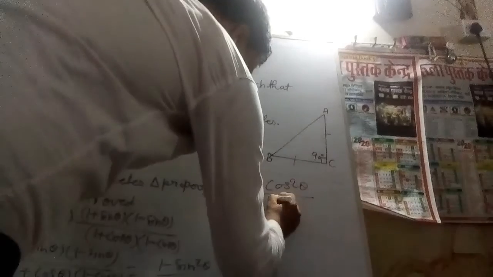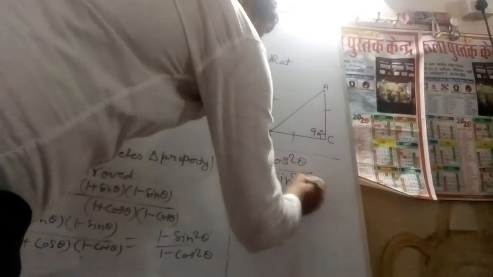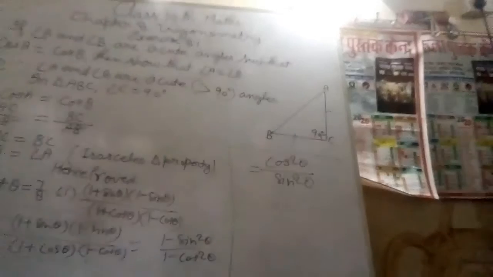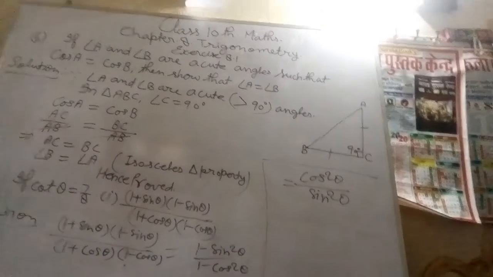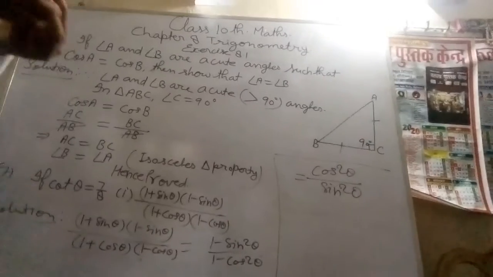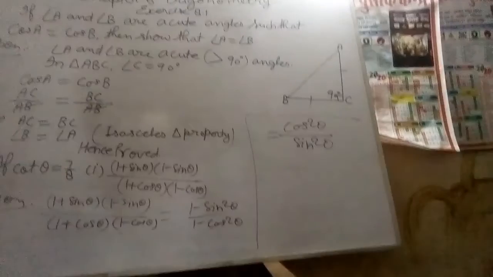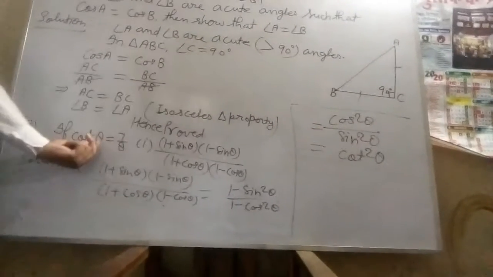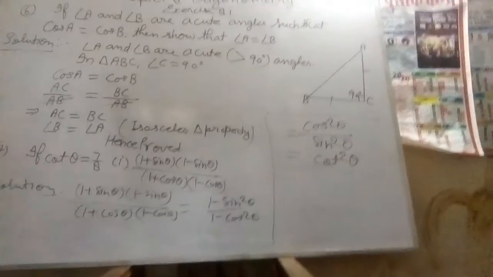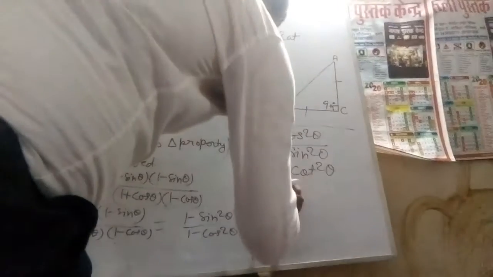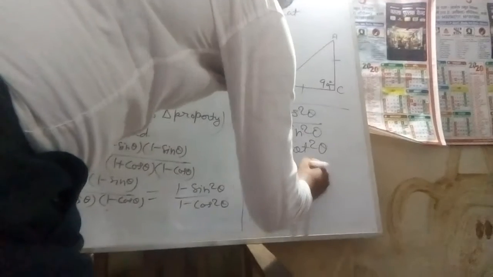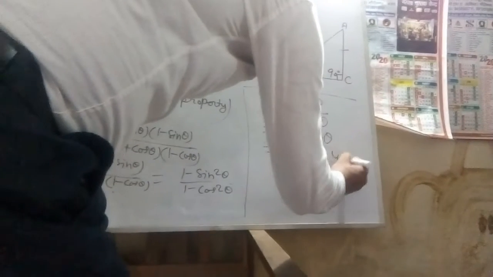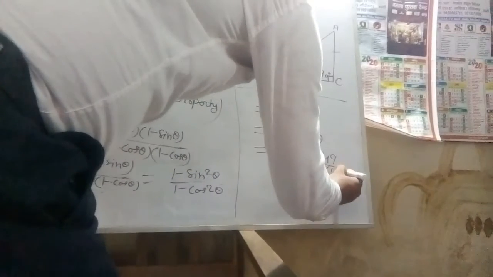upon sin square theta. Since 1 minus sin square theta equal to cos square theta and 1 minus cos square theta equal to sin square theta, it becomes cot square theta, and we have given the value of cot theta. So put the value here, equal to 7 by 8 square, equal to 49 by 64.